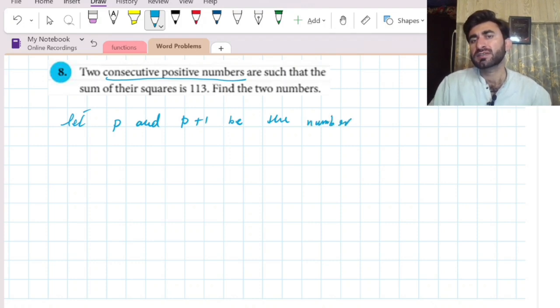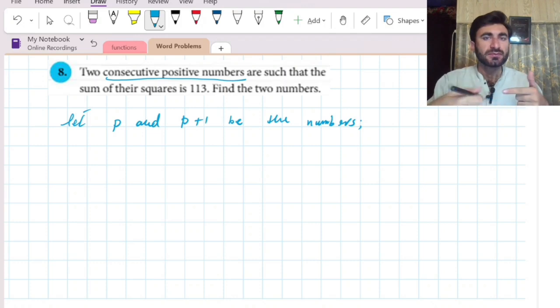Here we should clear something: when it says consecutive numbers, then the numbers differ by 1. If one of the numbers is x, the next could be x plus 1 or x minus 1. But when it says consecutive odd numbers or consecutive even numbers, then there is a difference of 2. So if we take one number x, the other will be x plus 2 or x minus 2. Here we have consecutive numbers, so we can suppose them with a difference of 1.